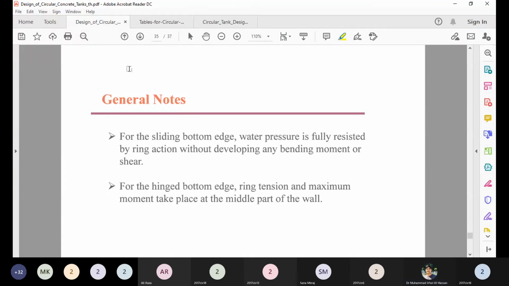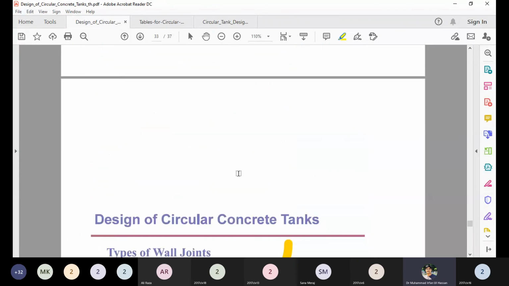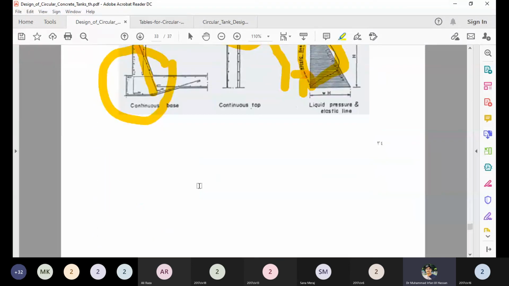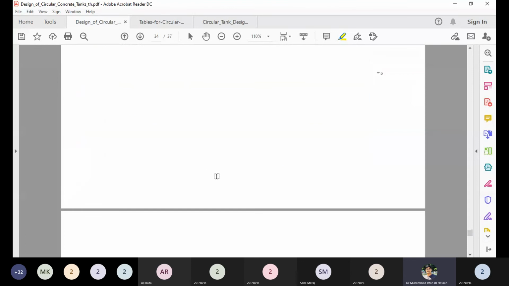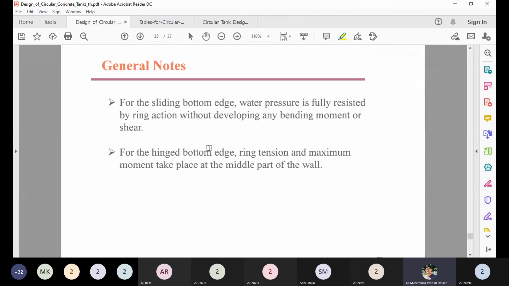So based on this discussion, the sliding edge will take the zero moment. In case of the sliding edge, that was the first case. Second case was a fixed end, third was the hinge end at bottom. So for sliding, there is no movement, so total pressure is resisted by the ring action. Ring action is dominant in the sliding bottom edge.